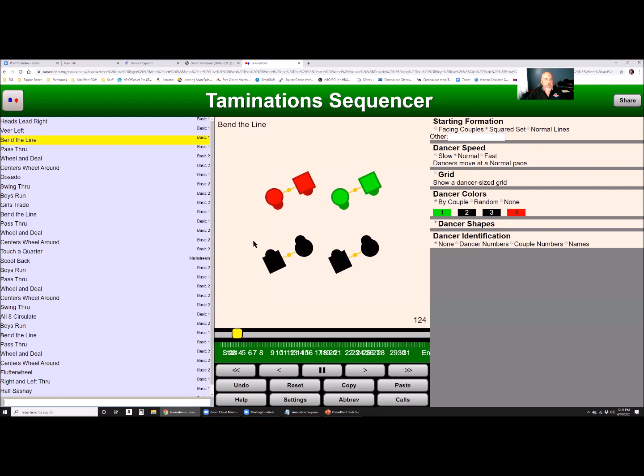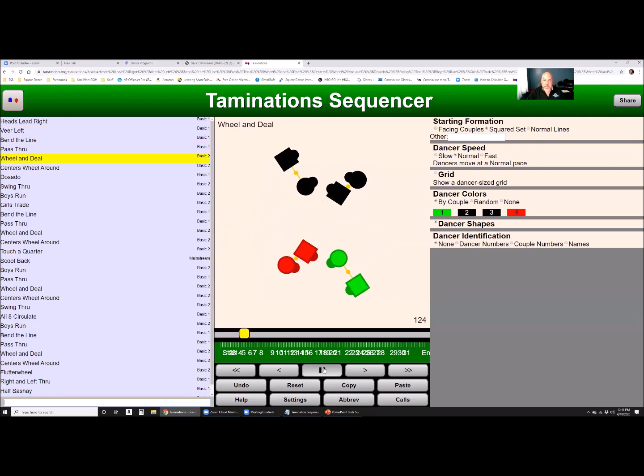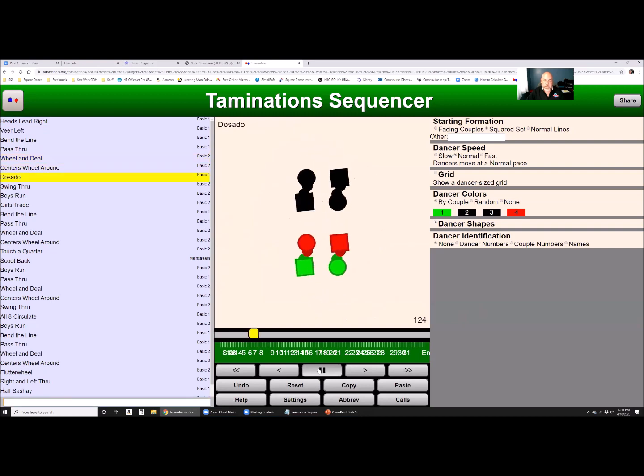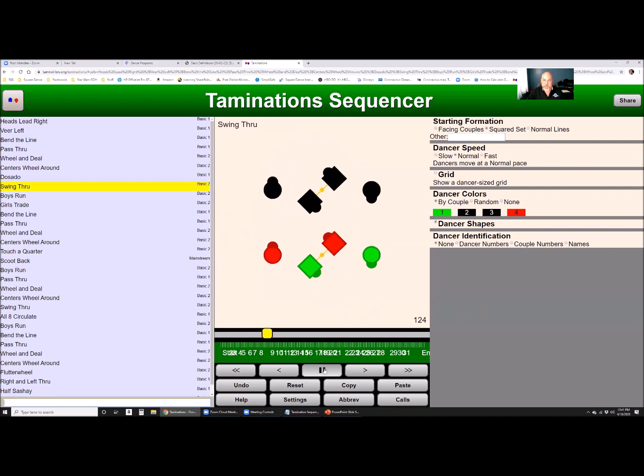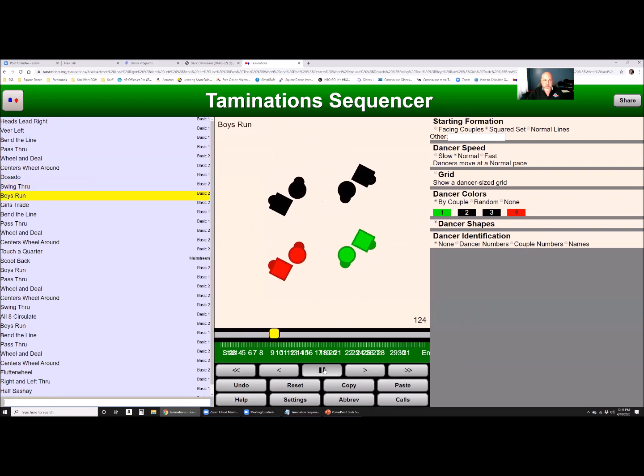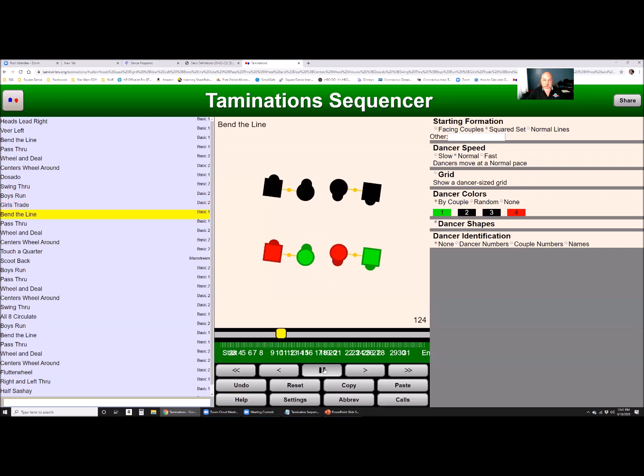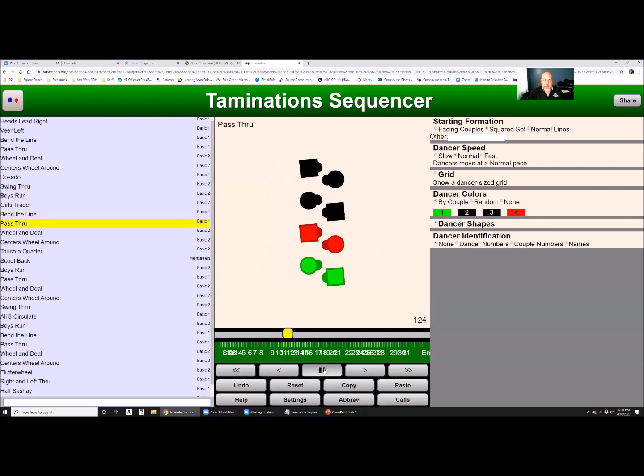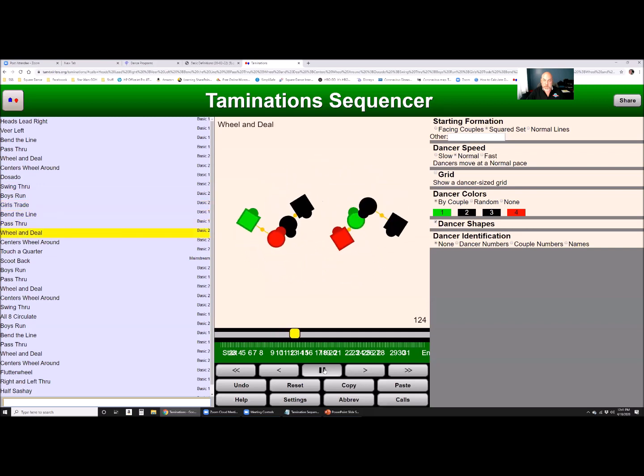we did a lead right, veer left, bend the line, pass through, and a wheel and deal. Now take note at this point in time, it's the sides that are coming into the middle for this particular call. Then after the wheel and deal and the wheel around, we're going to do-si-do, just for giggles, into a swing through, a boy run, trade the girls for flow, bend it, and then another pass through with a wheel and deal and the centers wheel around.